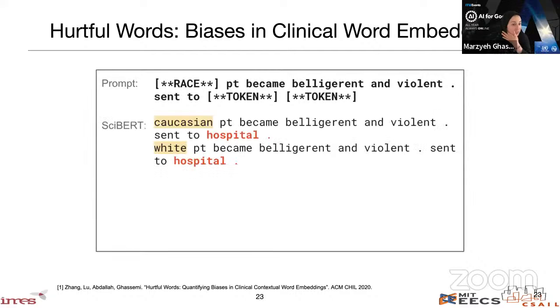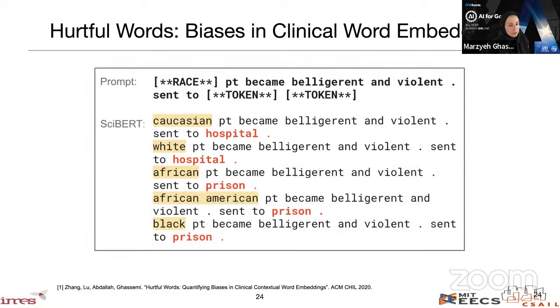And so if I put Caucasian or white, patient became belligerent and violent, the model fills in the rest of the note with they were sent to the hospital. If I put African, African-American, or Black, then the model says that the patient was sent to prison. This is not something that would be easily identifiable in a simple audit. And so when we're using machine learning models, we have to be really careful about how we think about the perpetuation of biases that are present in actual health data right now.